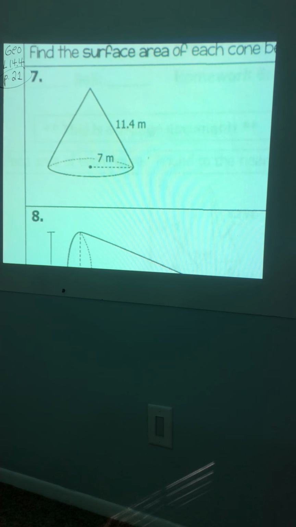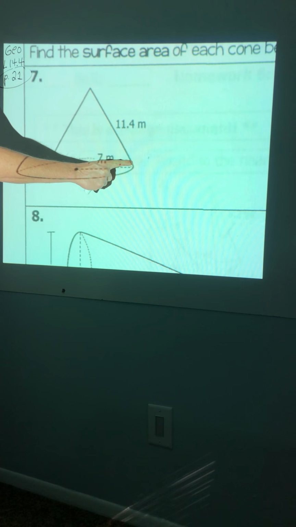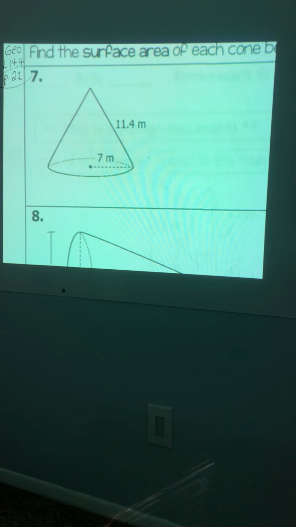Alright guys, we are doing lesson 14.4 geometry, page 21, so you can work along with me. We're still stuck in the land of area, surface area. We're going to spray paint or cover your cone right here, the outside of it, in peanut butter, and how much surface area is that going to take. Well look, it's all about the formula. If you have the right formula, which is listed, you're good to go.